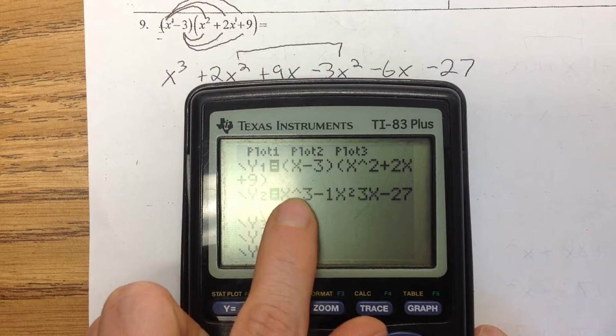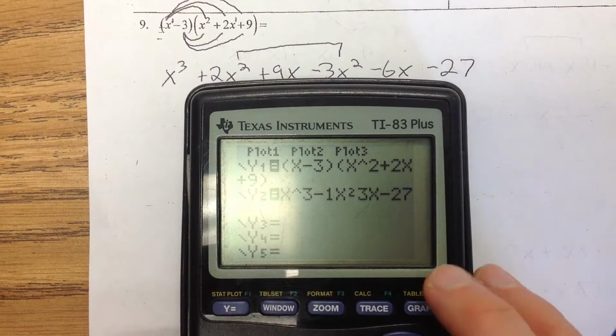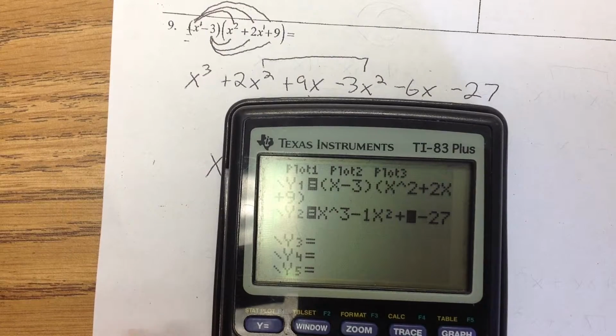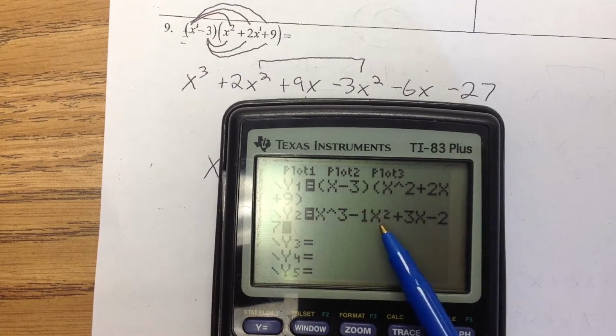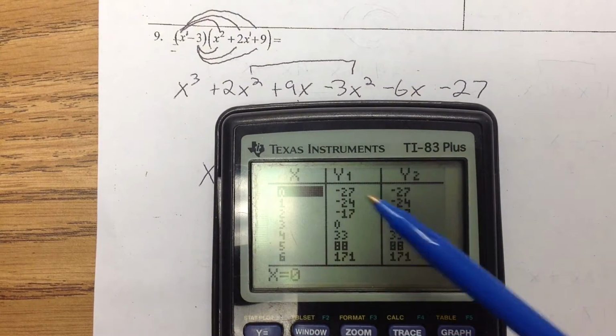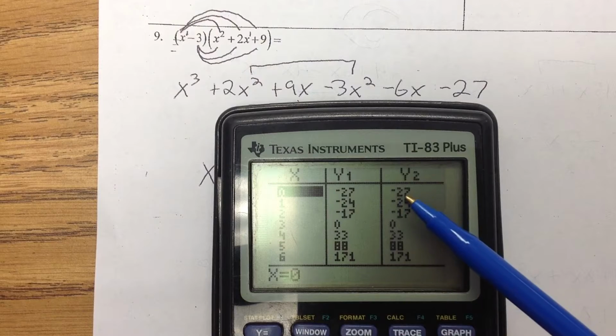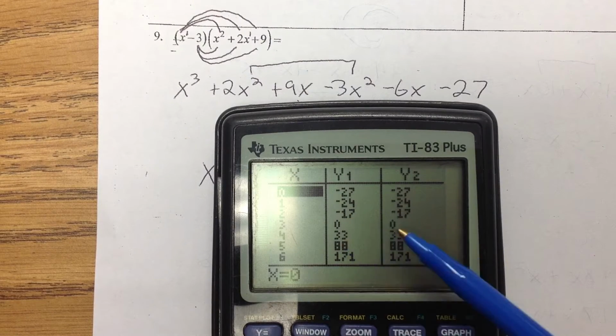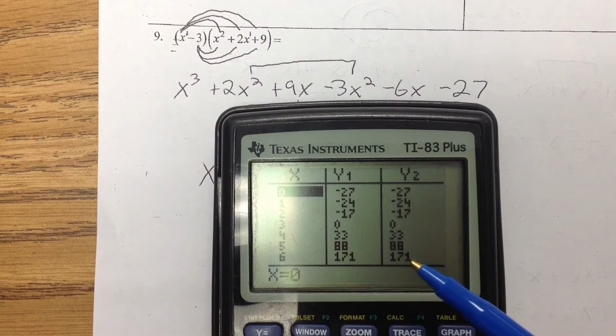So now it's x cubed minus 1x squared, plus 3x minus 27. So x cubed minus 1x squared plus 3x minus 27. Now we're going to look, and they do match all the way across. Negative 27, negative 24, negative 17, 0, 33, 88, 171.